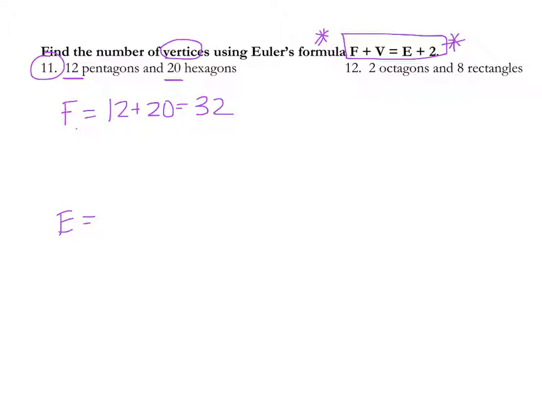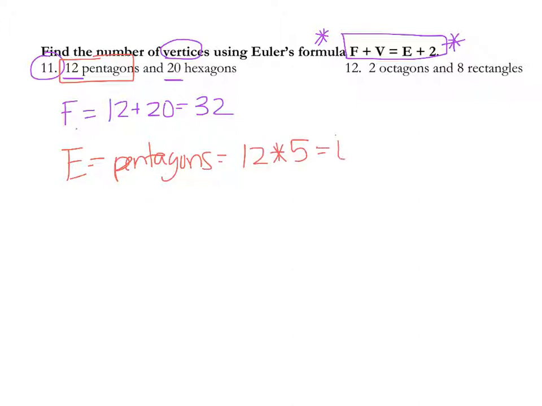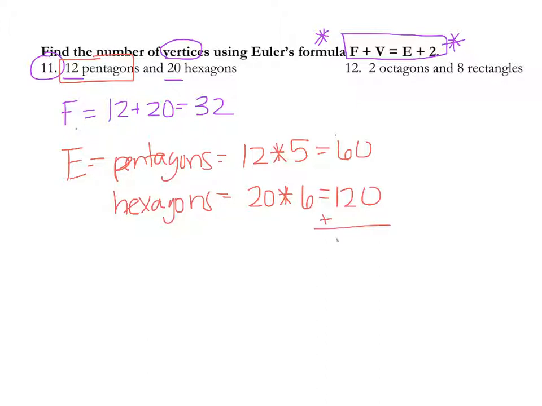The number of edges is determined by how many edges are on each shape. So I can take the pentagons first, and I can say that there are 12 pentagons and each one has 5 sides. So that gives me 60 edges on the pentagons. And then I look at the hexagons, and I know that there are 20 hexagons and each one has 6 sides. So that is going to give me 120. And then if I add those together, that gives me a total of 180.